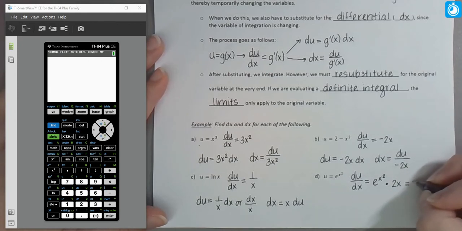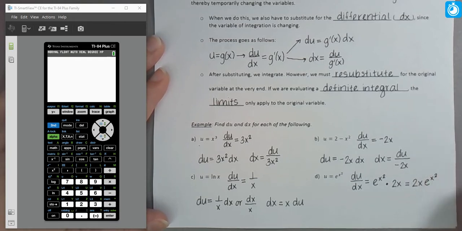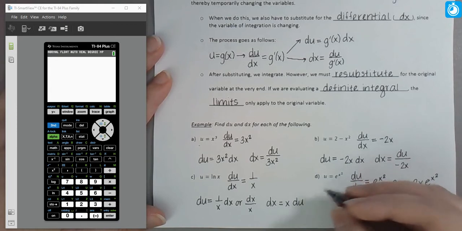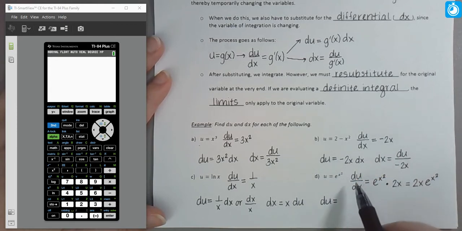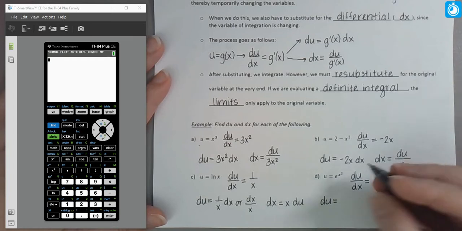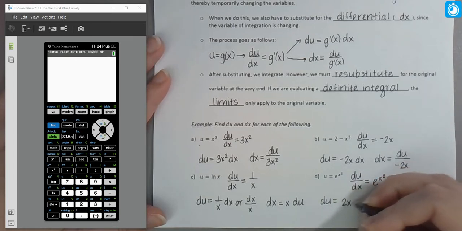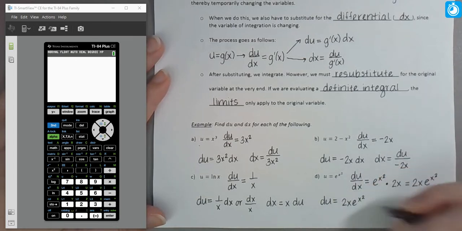And just rearranging that a little bit, that's going to be 2x times e to the x squared. Now it doesn't matter that this is more complicated. Isolating du, isolating dx, that's just a matter of basic algebra. Moving things to the left, moving things to the right, using our inverse operations. So du, we're going to take dx, multiply, move it over. So that will be 2x e to the x squared times dx.